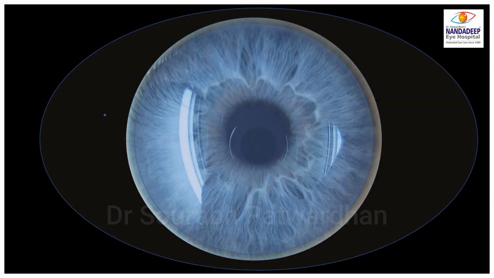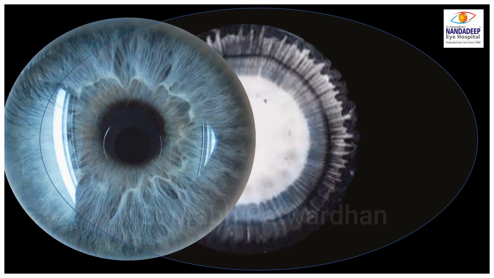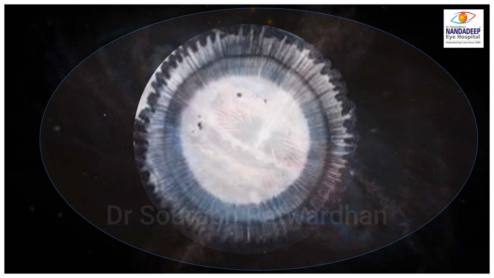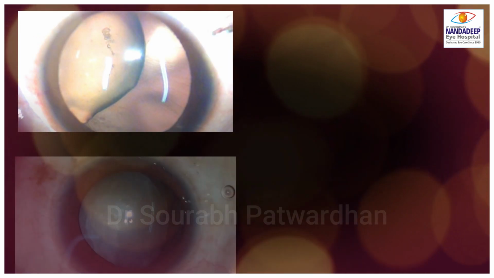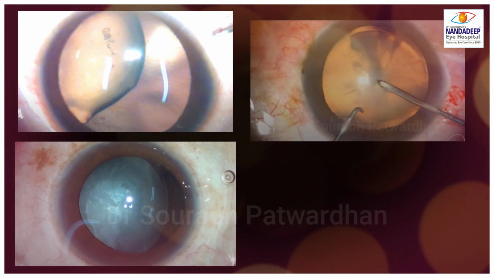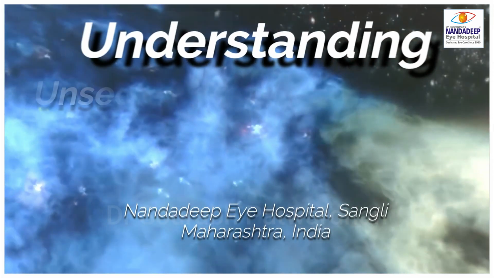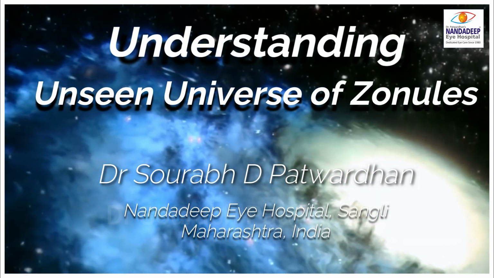Hidden behind the cornea and the iris is the unseen universe of zonules. Zonules, which give stability to the human lens. Though the frank, unstable zonules can be observed preoperatively in the form of subluxated lenses or phacodonesis, or can also be observed with UBM, still the subtle zonulopathies can be seen only when you start the surgery.